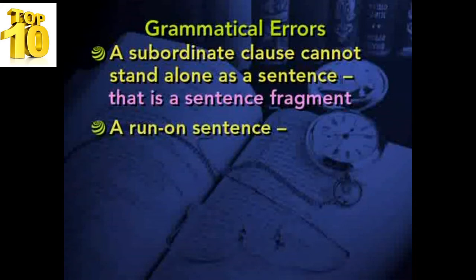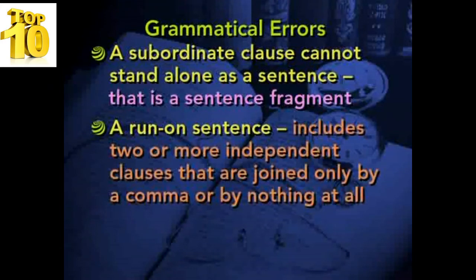Now, what is a run-on sentence? Many people think, from the name of this error, that a run-on sentence is a sentence that is simply too long. Perhaps they figure that a sentence that's more than 50 words, let's say, is a run-on sentence? Well, a run-on sentence really has nothing to do with the length. There's a very simple definition of a run-on sentence, which should make it easy for you to avoid it in your own writing. A run-on sentence includes two or more independent clauses that are joined only by a comma or by nothing at all.